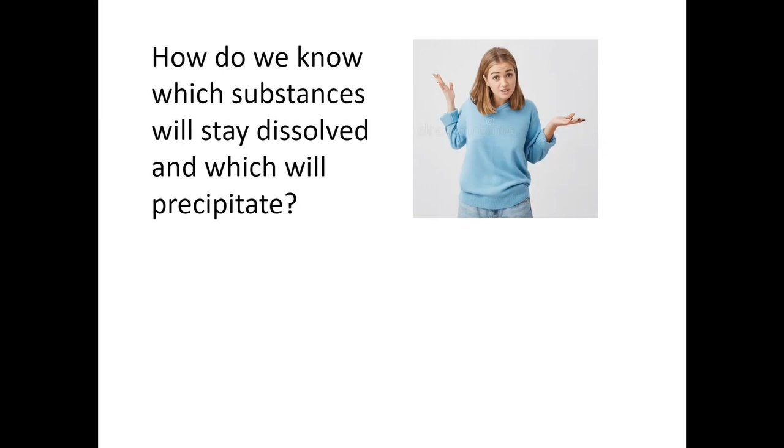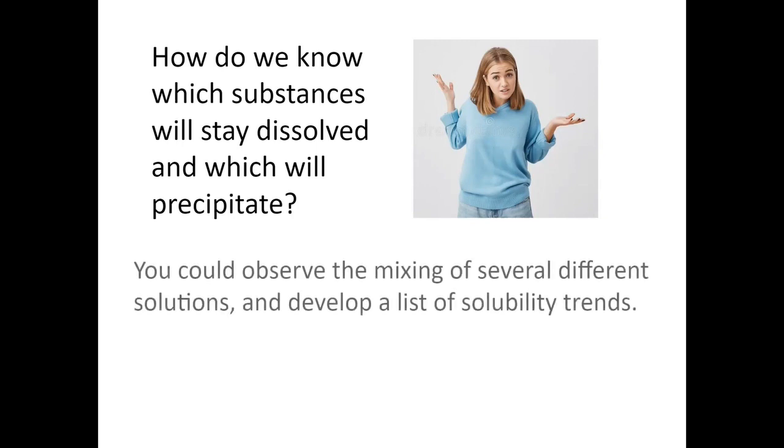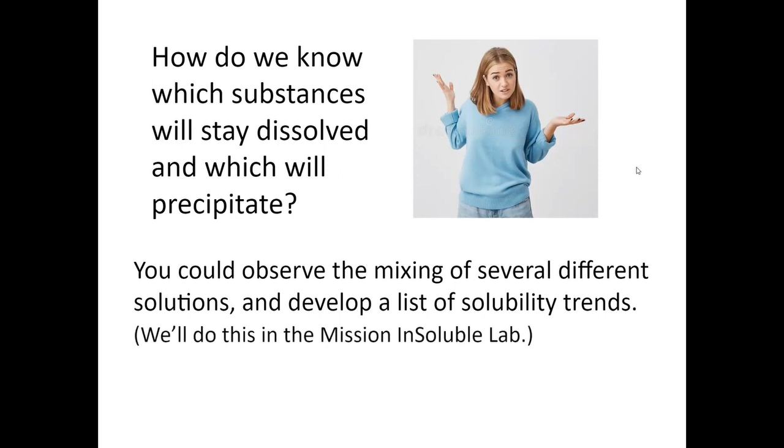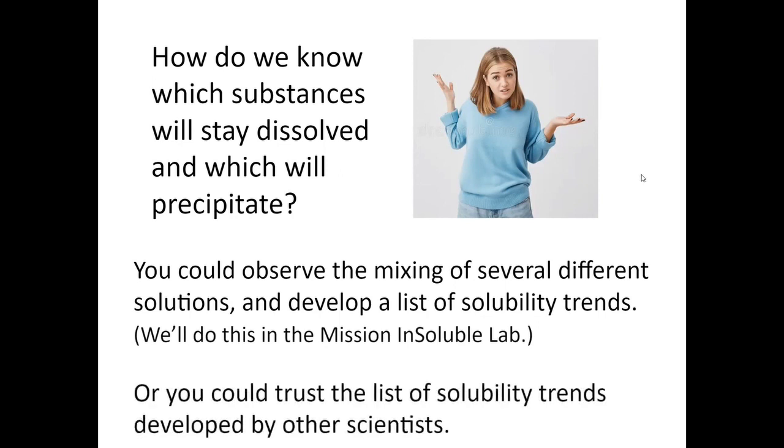And interestingly, and we'll see this in the example shortly, if you've got a reactant, in order to make it react with another solution, it has to be dissolved itself. Otherwise, there's no mixing. So automatically, the reactants are going to be aqueous. So if you wanted to figure out for the products which ones are going to stay dissolved and which ones will precipitate out, one strategy is mix several hundred, maybe even several thousand solutions together and write down some trends. We're going to do something like that in a lab called Mission Insoluble later in this unit.